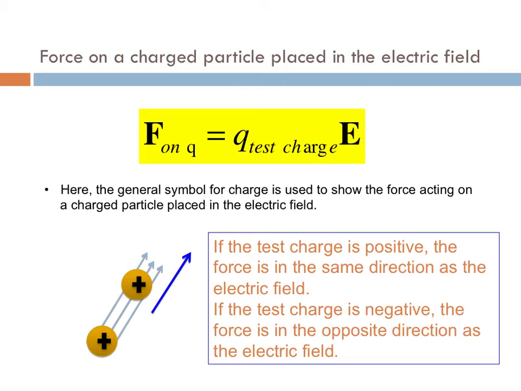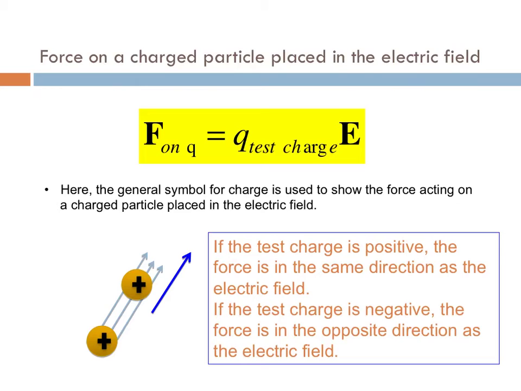An easier way to describe what we just mentioned is rearranging the equation so that it looks like this. The force on q, which is our test charge, is equal to our test charge times the strength of the electric field. So if we know how strong something is, then we can determine how it's going to affect a charge, any charge that is placed at a particular point.